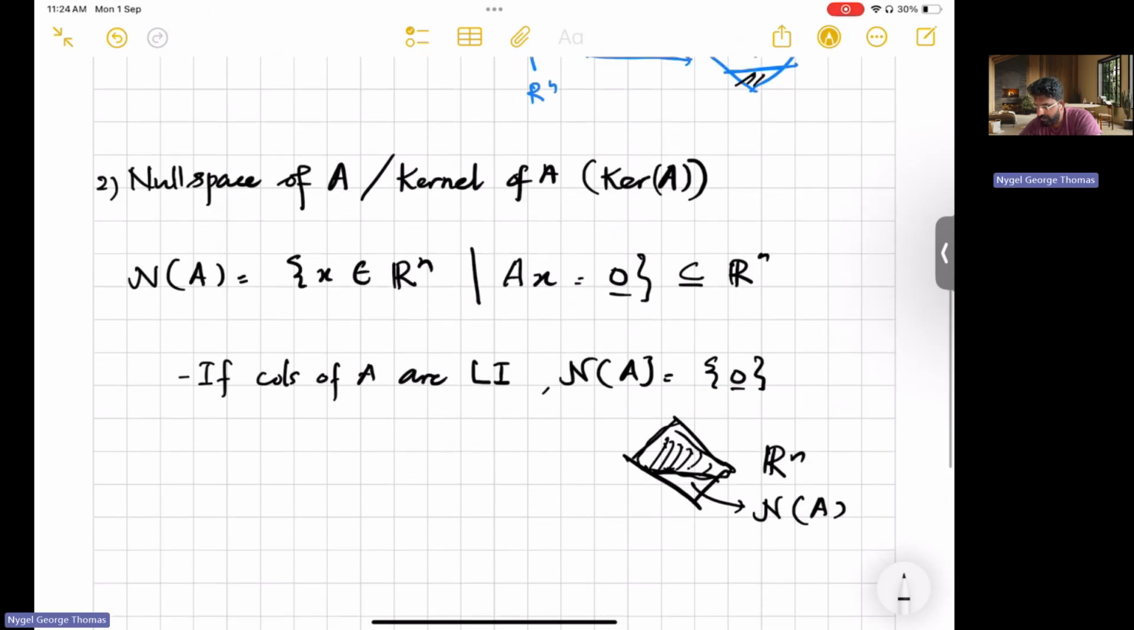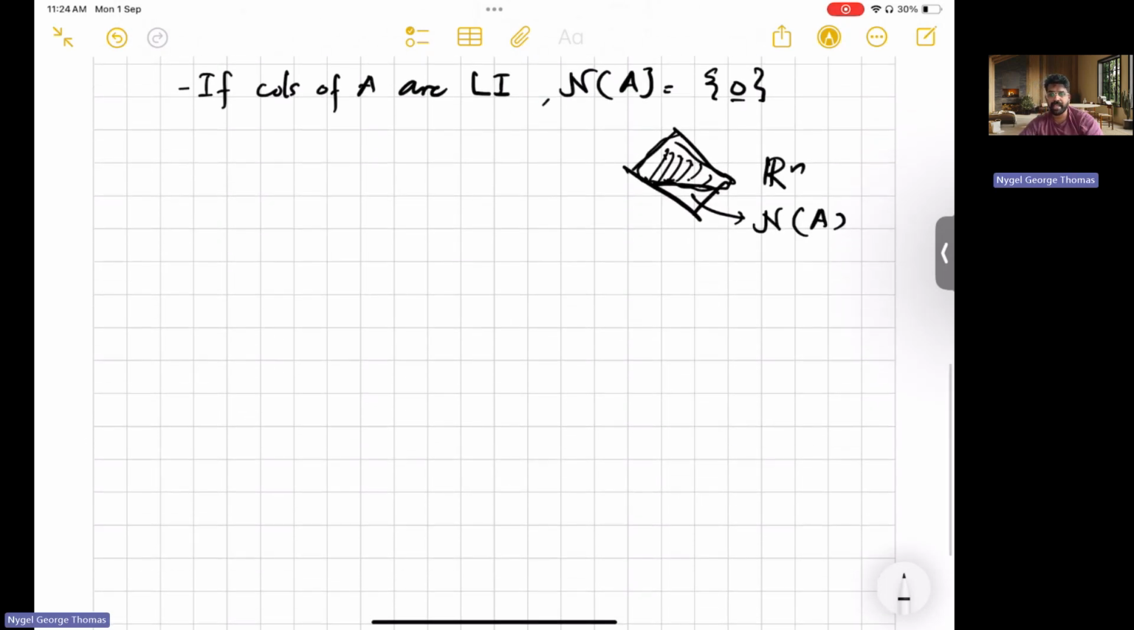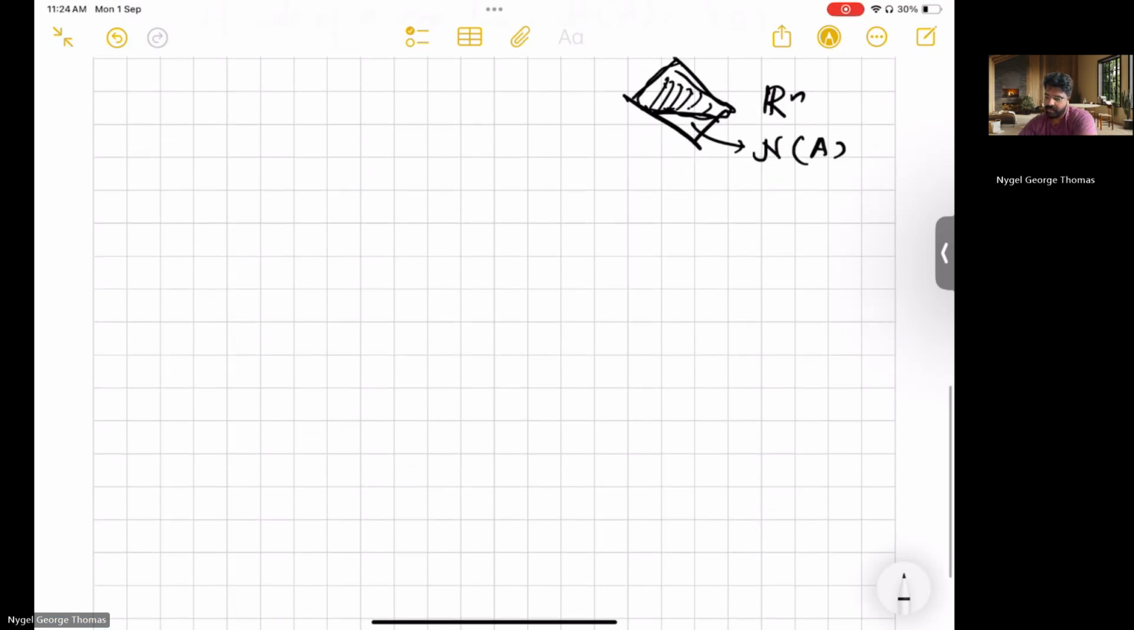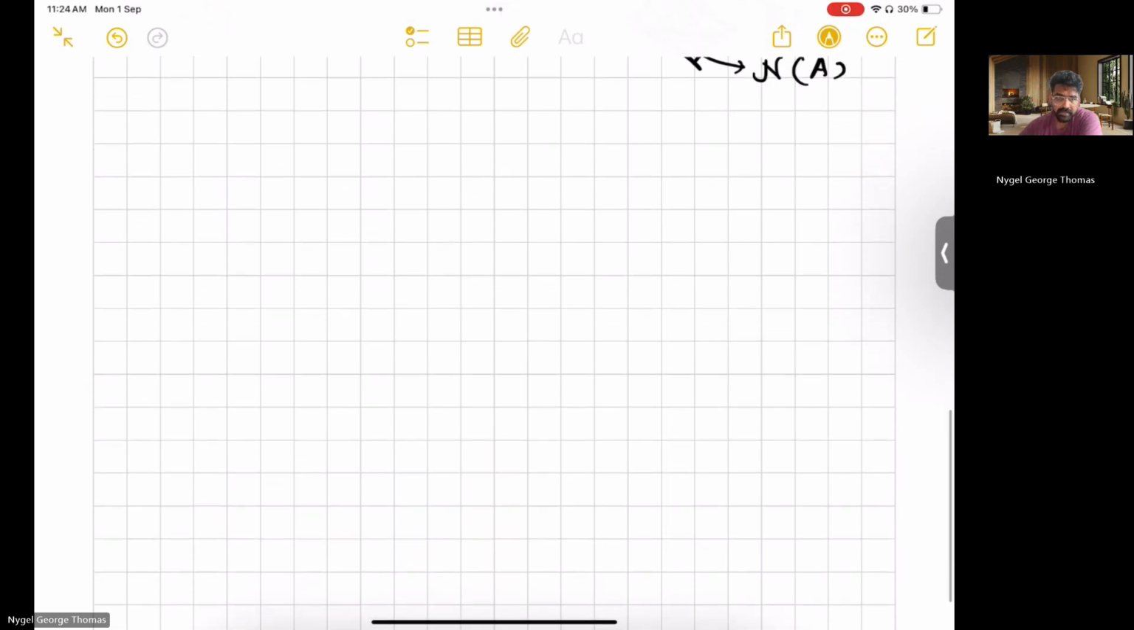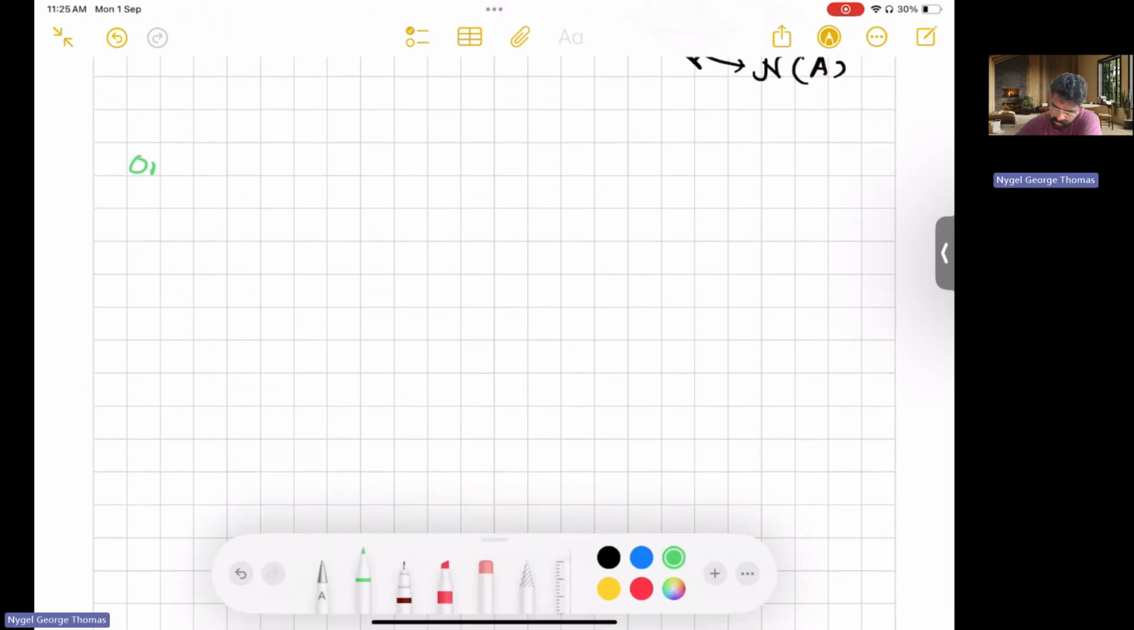To define them, we have to bring in another idea, which is known as the orthogonal complement subspace.